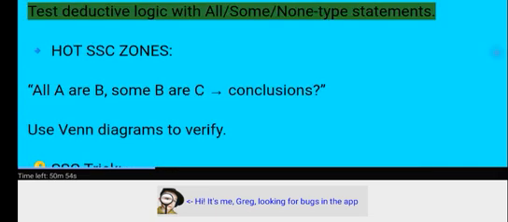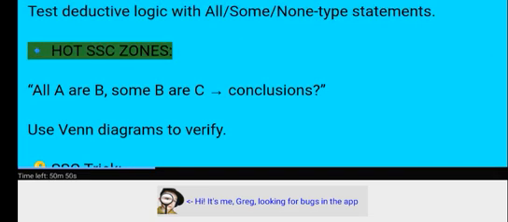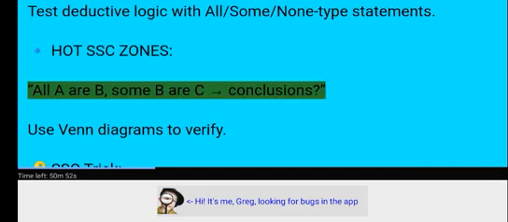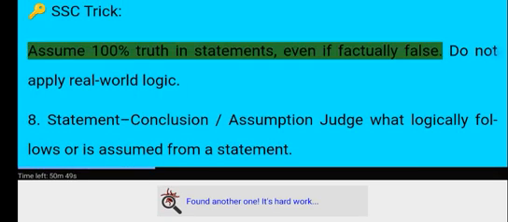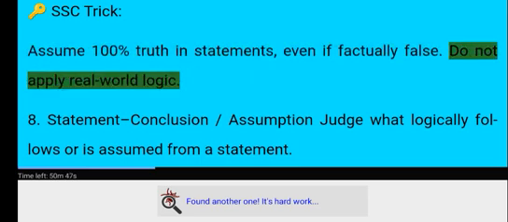7. Syllogism. Test deductive logic with all, some, none type statements. Hot SSC zones: All A are B, some B are C → conclusions. Use Venn diagrams to verify. Key SSC trick: assume 100% truth in statements, even if factually false. Do not apply real-world logic.